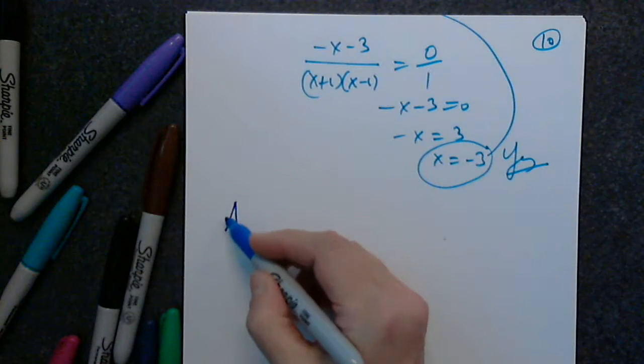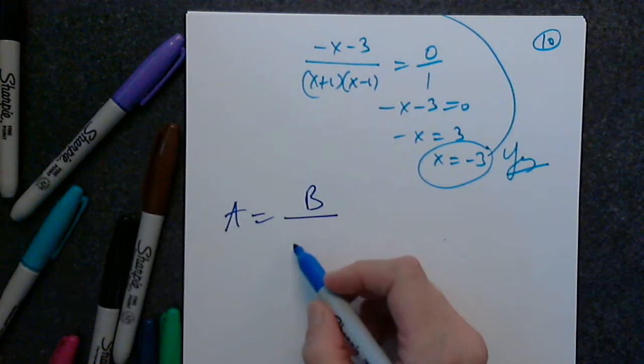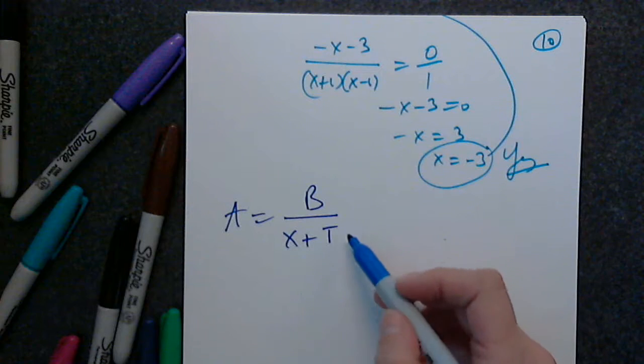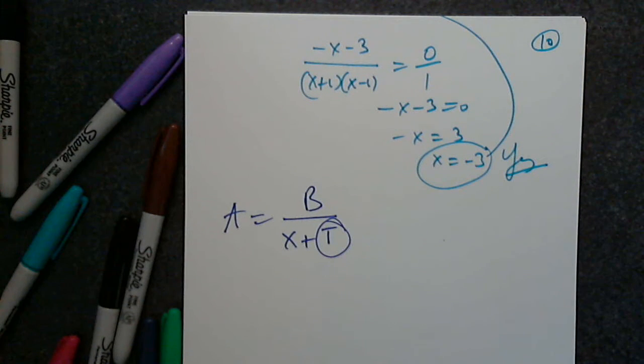What if I have A equals B over X plus T and I want to solve for T? Assuming that X, B, and A are known. So what should I do? It's a proportion. I can't do that. But before I do that, eventually I will. But right now, what should I do? Because it's a proportion.